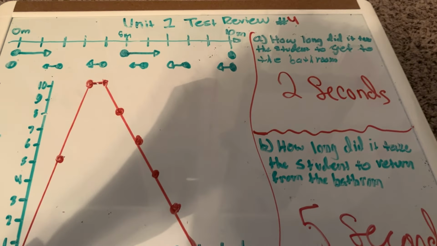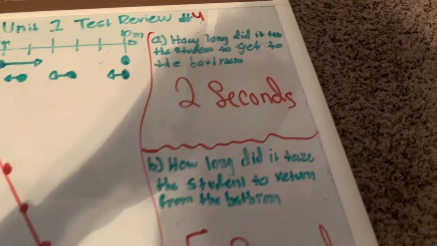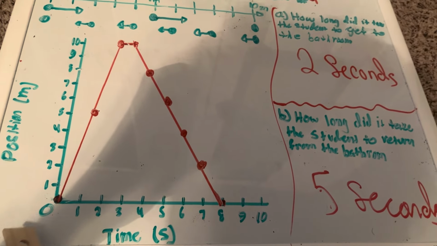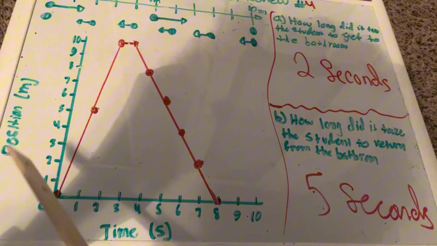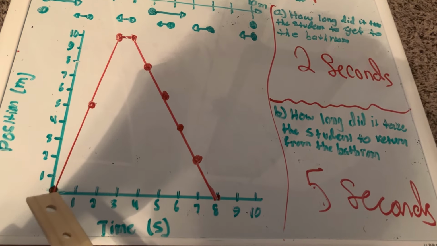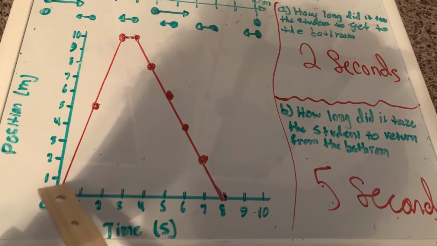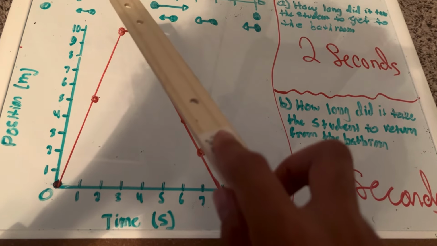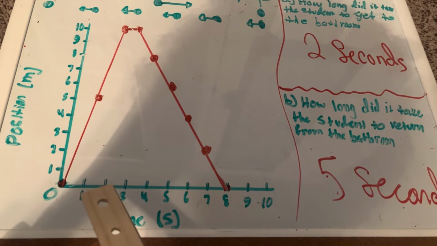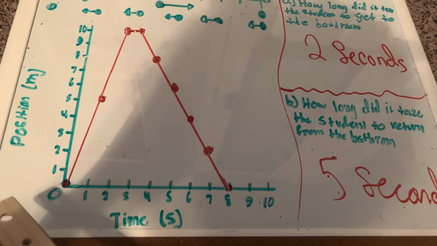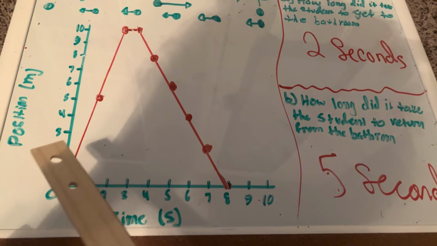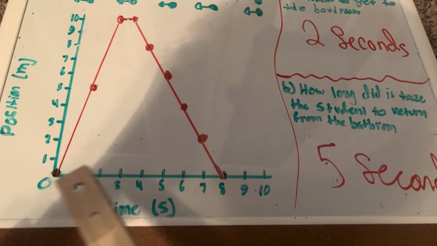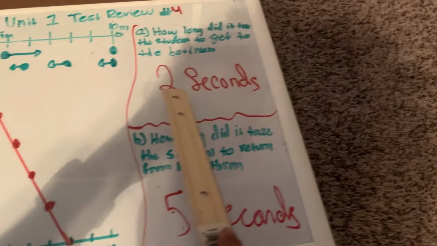So question A, how long did it take the student to get to the bathroom? We look at first they start in the class, and then they go to the bathroom. So we're going to see how long it takes them to go from a position of 0 to a position of 10. First they start at 0, 0, at 0 seconds, and then once they get to that 10 meter mark, it is at second number 2. So they traveled 10 meters in 2 seconds. They made it to the bathroom in those 2 seconds. Therefore the answer there is 2 seconds.